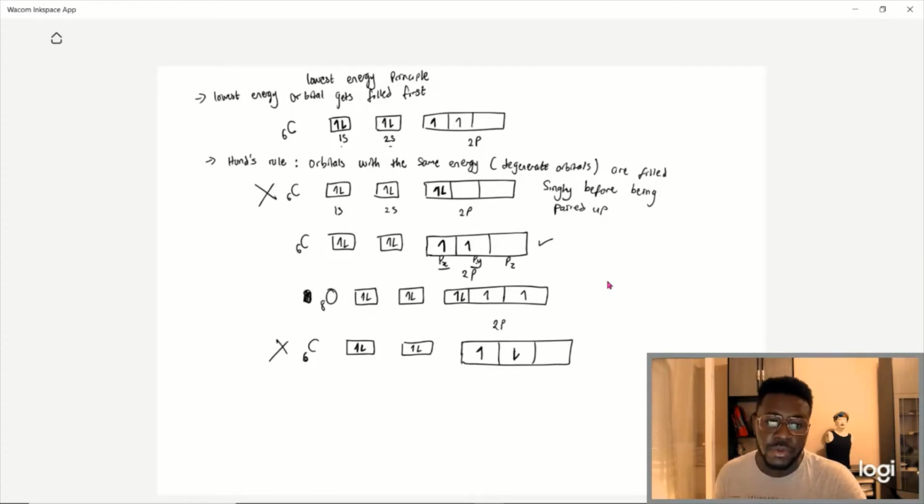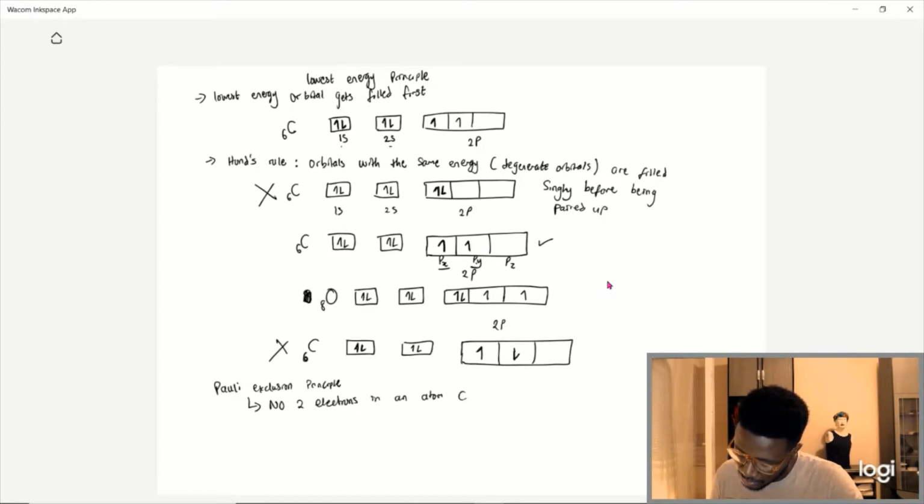Okay, the next rule we're going to talk about is the Pauli exclusion principle. This says that no two electrons in an atom can have the same 4 quantum numbers. I'm going to write it here. No two electrons in an atom can have the same 4 quantum numbers.